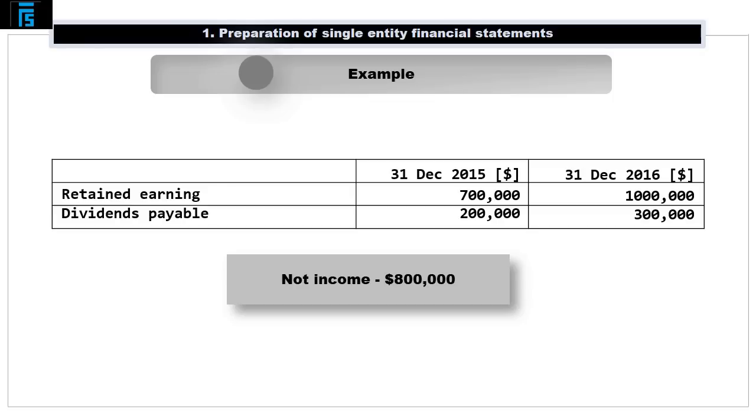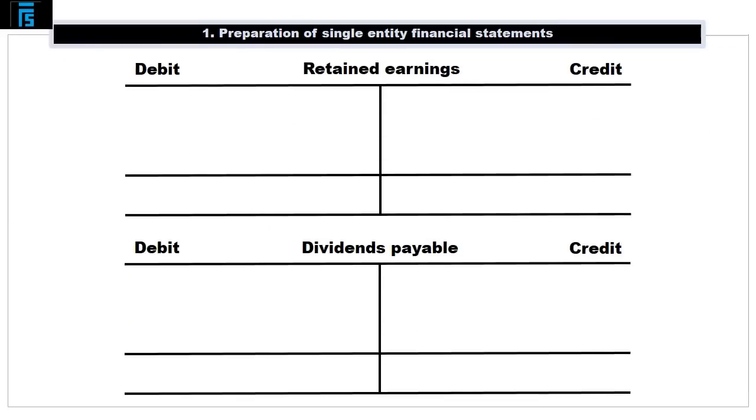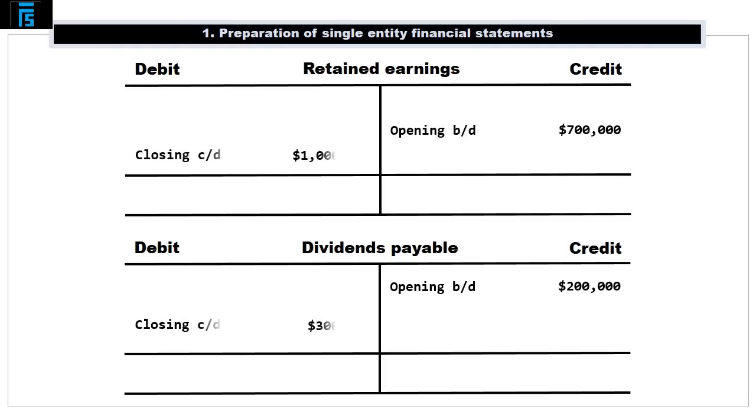Once again, I suggest that we open up the relevant T accounts. We may start by recording the opening balances of both accounts as at the beginning of the year 2016. So that's €700,000 on the credit side of retained earnings and another credit, this time of €200,000 in the dividends payable account. We can also fill in the information on the closing balances of both accounts, so that's a closing balance of €1 million on the debit side of retained earnings and a €300,000 closing balance on the same side of dividends payable.